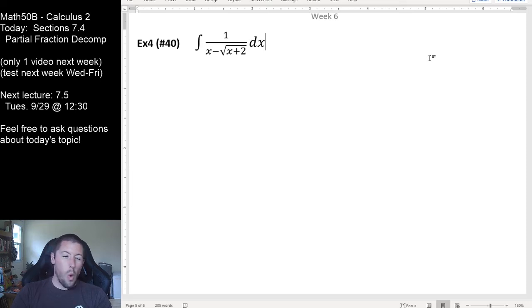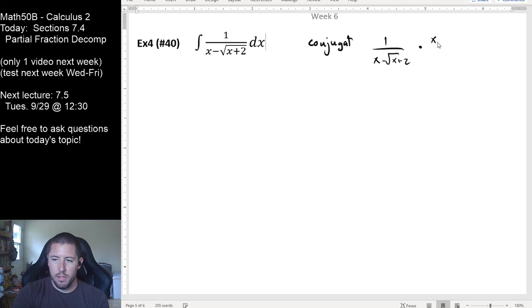And I don't. One thing I'm thinking is it could be maybe. And by the way, this is really going to be a let's just try stuff problem here. So I'm going to just write down some stuff I might try. What would a conjugate look like if I multiplied by a conjugate here? x minus root x plus 2. My conjugate here would be multiplying by x plus root x plus 2. And let's see what we get if we do this guy here.